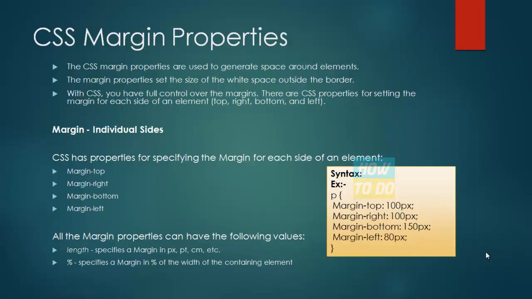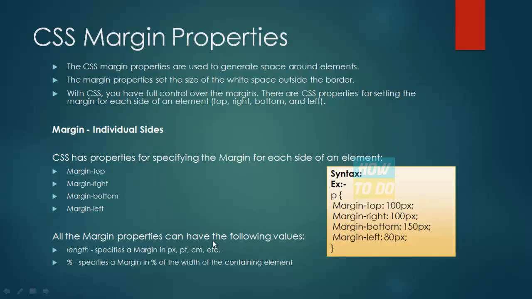So the margin individual sides. Let's look at this first property. CSS has properties for specifying the margin for each side of an element: margin-top, margin-right, margin-bottom and margin-left. So the syntax for the same would be margin-top colon, you will have to specify the length, which is 100 pixels, and close it with the semicolon. In the same way, you will have to give margin-right, margin-bottom and margin-left, and you can close this complete syntax with the curly brackets.